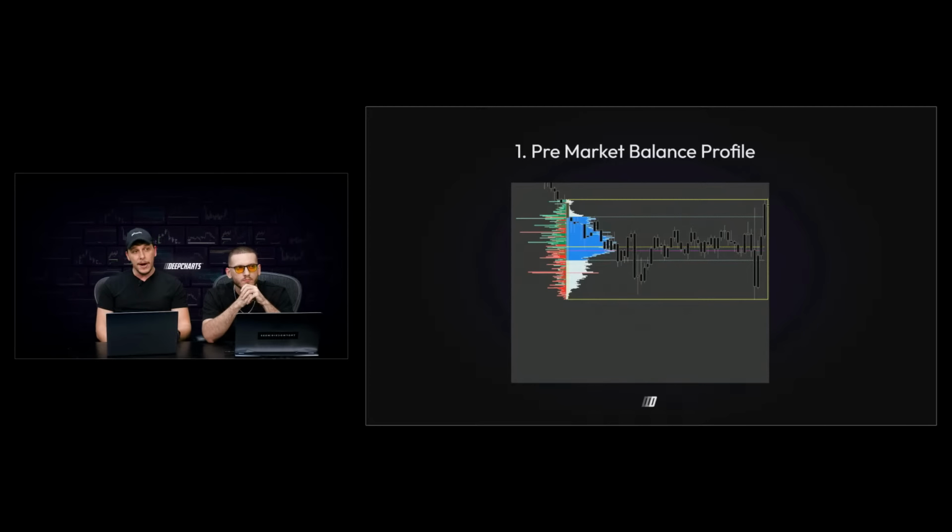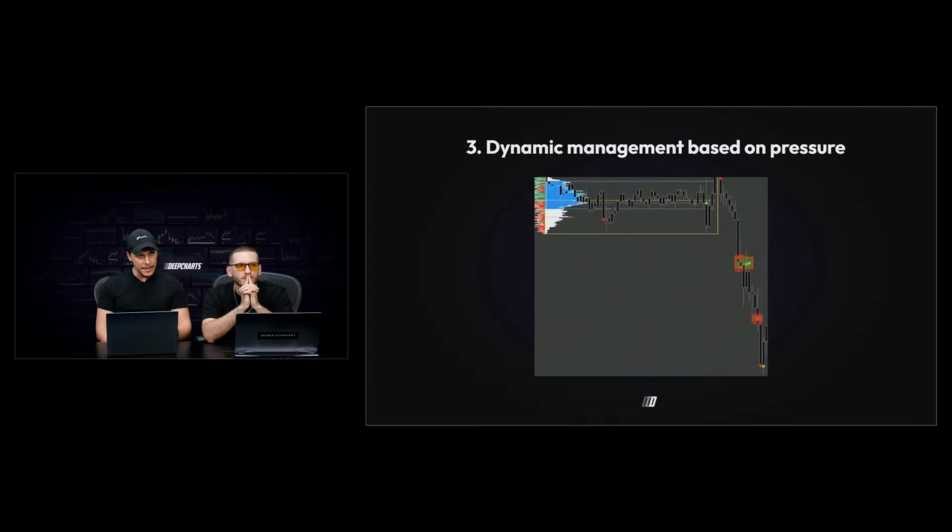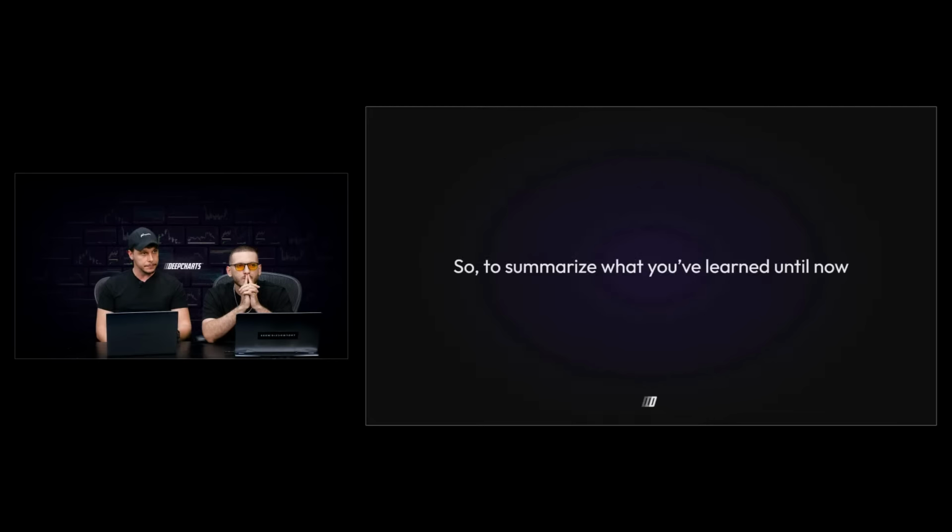Another one, pre-market balance. This one is like the one before. Pure consolidation. What happens after pure consolidation? We have a burst of volume entering all at once, and we want to apply our momentum model. First breakout, aggressive sellers. Results, aggressive buyers. Completely absorbed, market collapse. Dynamic management based on pressure.